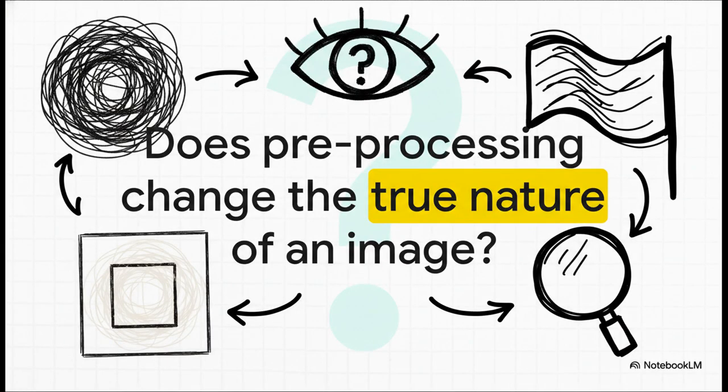Which brings us to one final thought-provoking question. Some people might argue that all this manipulation actually changes the true nature of an image, but others would say it does the opposite, that it actually reveals an image's true nature by stripping away all the irrelevant noise and distractions. So what do you think? Does it distort reality, or does it help clarify it?